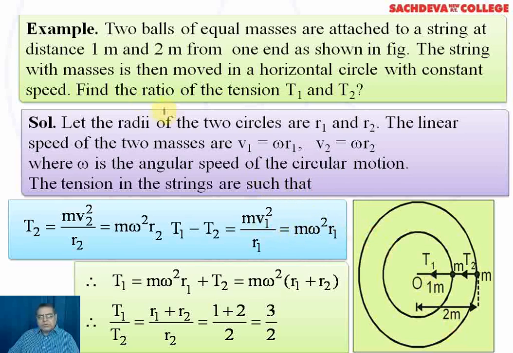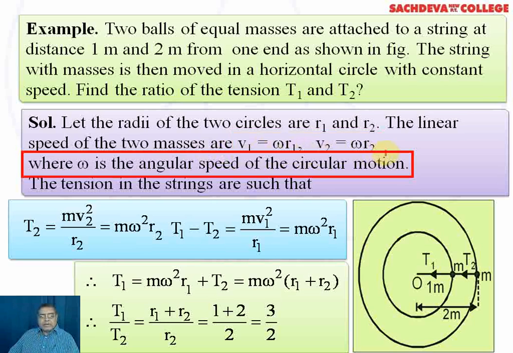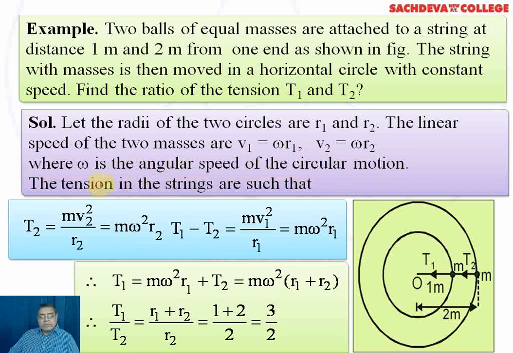So we will first of all suppose the radius. Let the radii of the two circles be R1 and R2. The linear speeds of the two masses are V1 and V2, where V1 is equal to omega R1 and V2 is equal to omega R2. According to the formula, V is equal to omega R, where omega is the angular speed of the circular motion. The tensions in the strings are such that we find first the tension T2, that is m V2 square by R2, or it is m omega square R2.